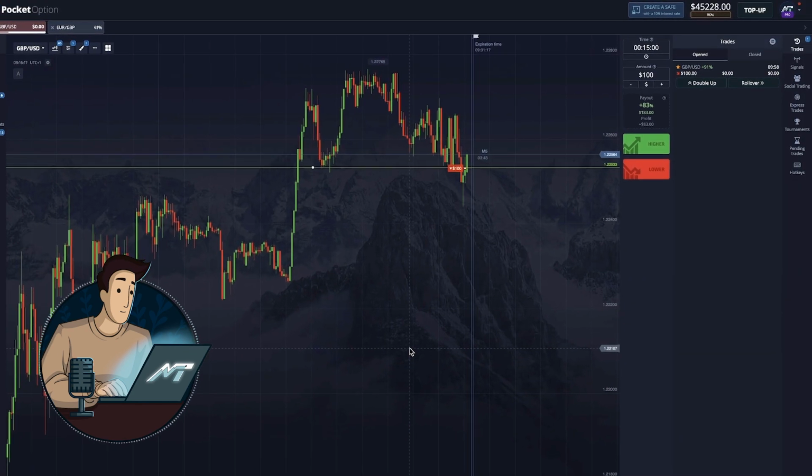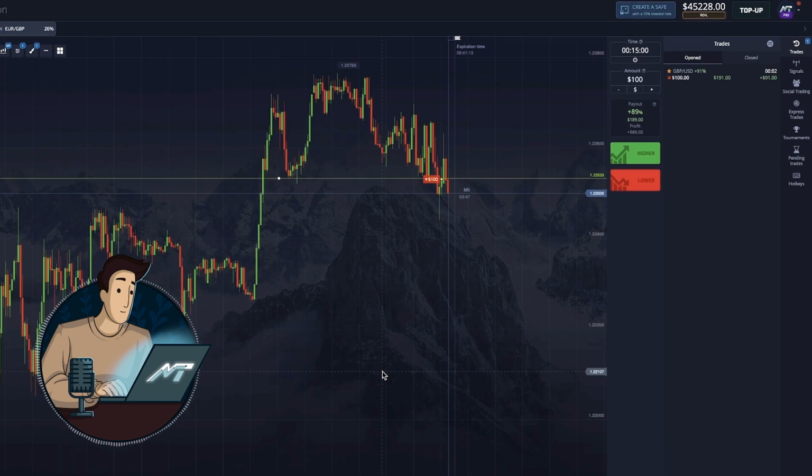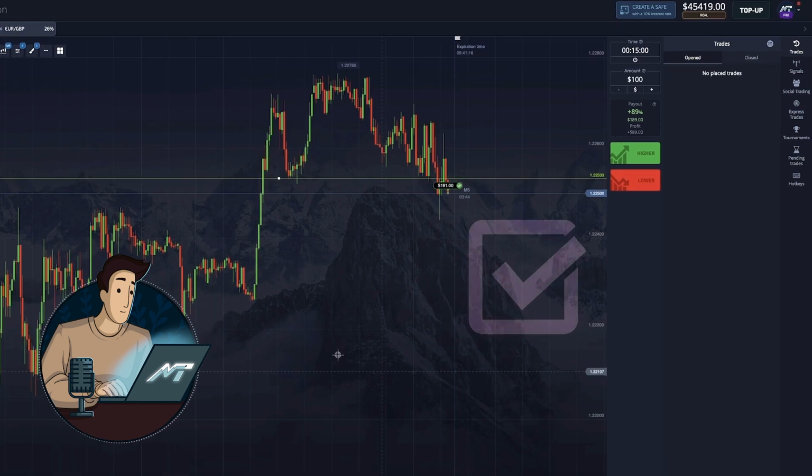Meanwhile, the bulls try to retake the initiative, but sell volumes are much higher, so the trade does turn us a profit.